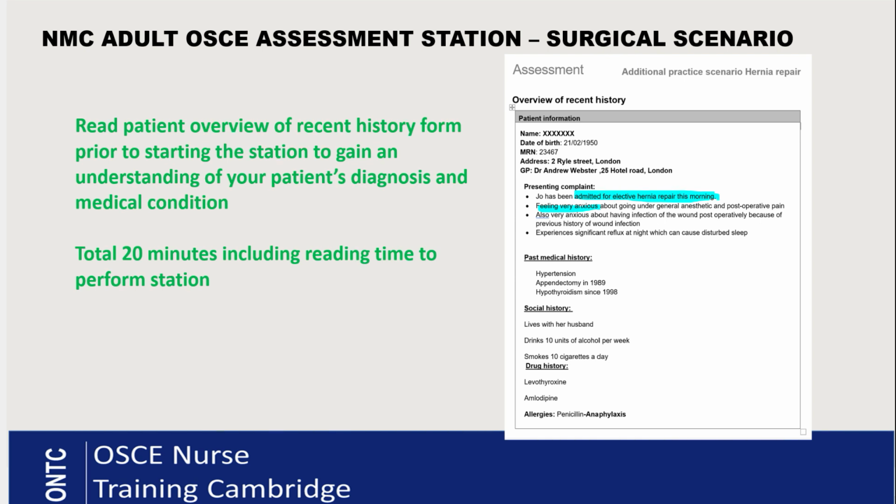You will get a patient history form. As an example, I have put in here a surgical scenario, which is hernia repair, and this patient is an elective admission, so they're going for elective hernia repair. They've been admitted to go for hernia repair today. You are the nurse who's going to be looking after them and doing that admission. The patient is feeling a bit anxious, which is quite normal before surgery. That's the kind of scenario you may get in your exam.